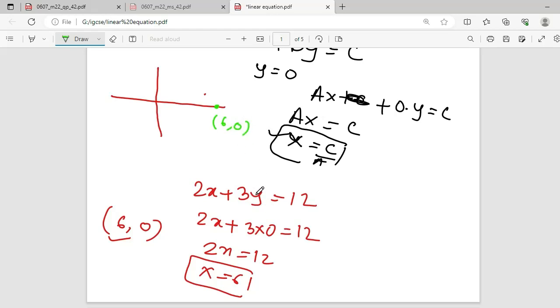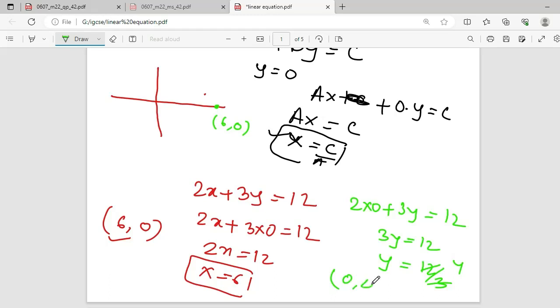Now similarly, if I have to identify the y-intercept, in that scenario we have to substitute the value of x equal to 0. So 2 into 0 plus 3 into y is equal to 12. 2 into 0 is 0, so in this scenario 3y is equal to 12 and y is equal to 12 upon 3, which is going to be 4. So in this scenario our coordinate will be, x comes first, so x is 0, comma 4. So consider this is our 0 comma 4.